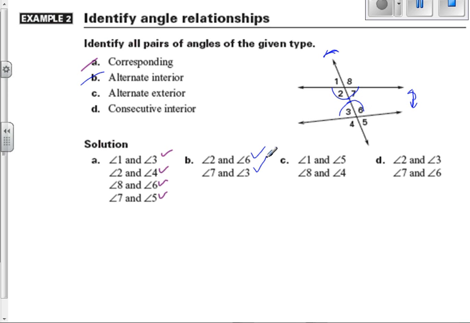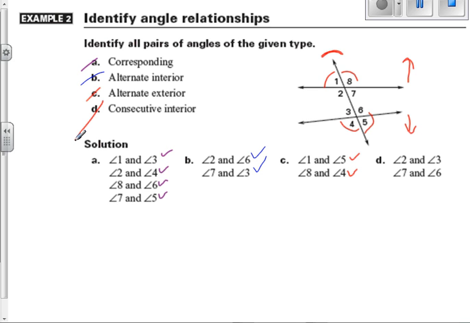Then let me erase this again, and we'll go with red this time. So if I'm looking at C, alternate exterior, alternate being both sides of your transversal, exterior would be on the outsides of your two lines. So 1 and 5 would be alternate exterior. 4 and 8 would be alternate exterior. So that takes care of those two.